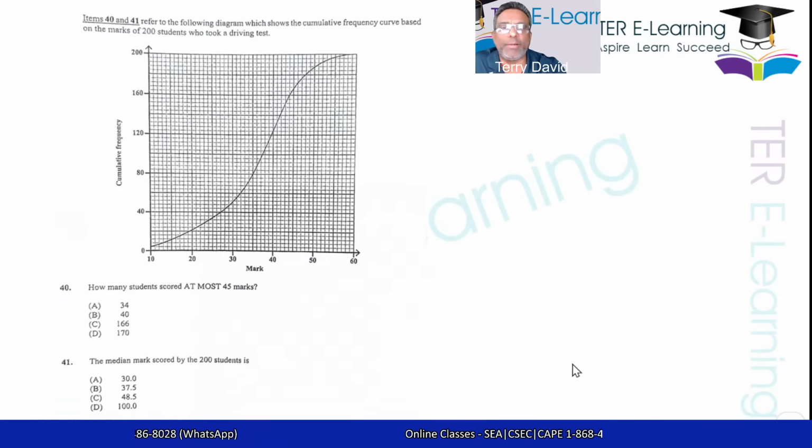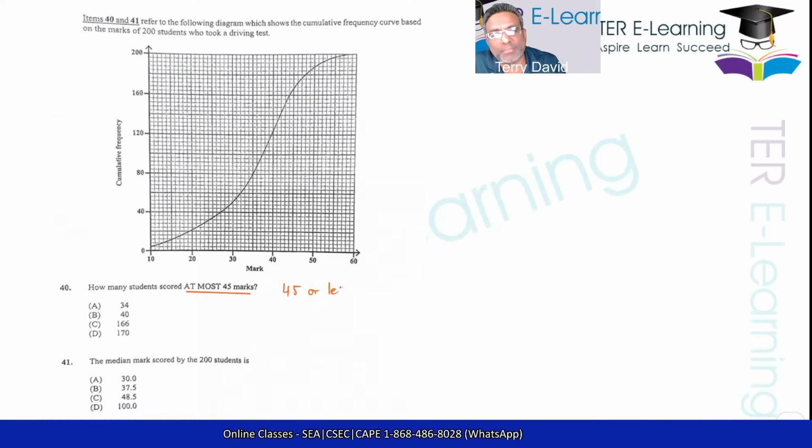Right, in this one here, we have a cumulative frequency curve. We have 200 students. We have their marks for a driving test. How many students scored at most 45? At most means 45 or less. That's what that means. So your cumulative frequency curve always gives us less than information. So all you need to do is to draw a line here at 45, and we're going to read that off going to the left.